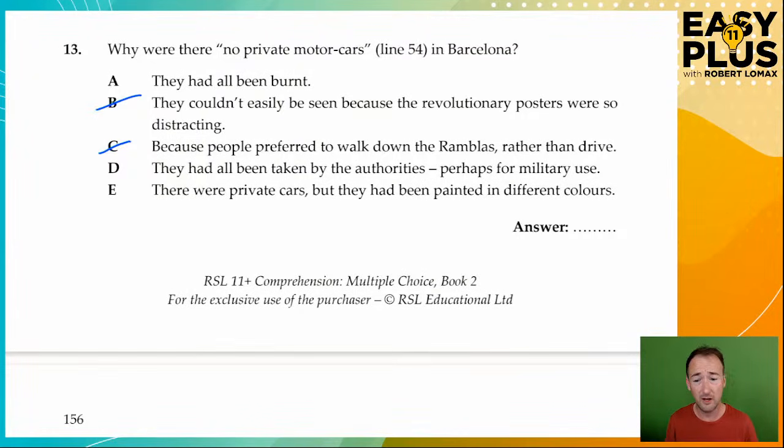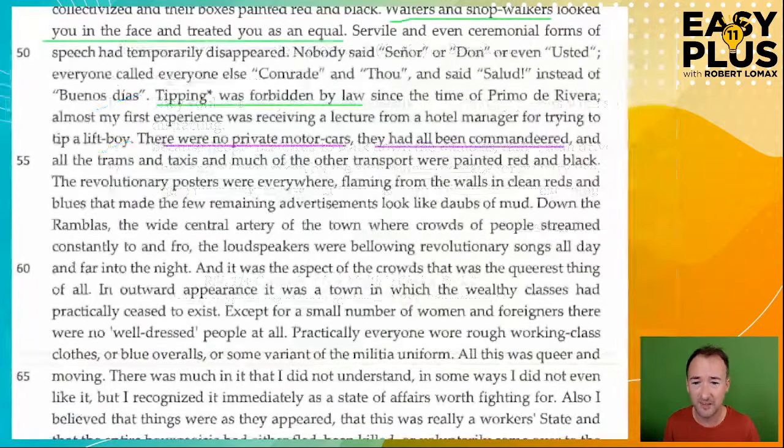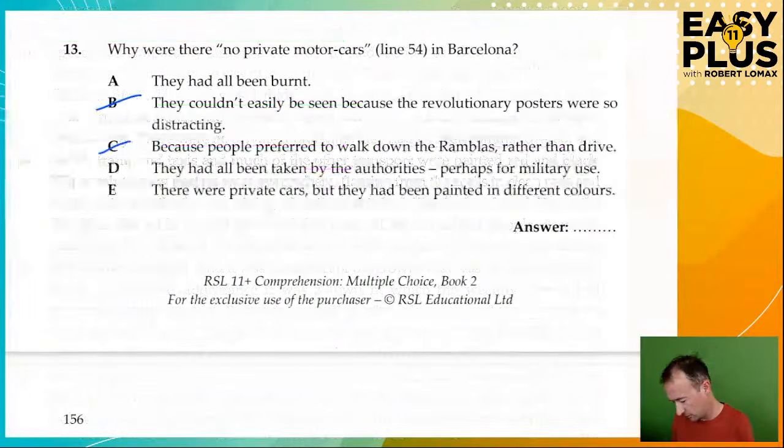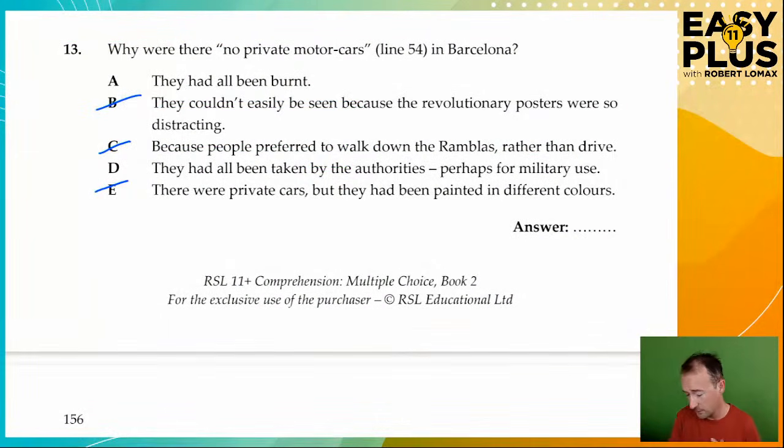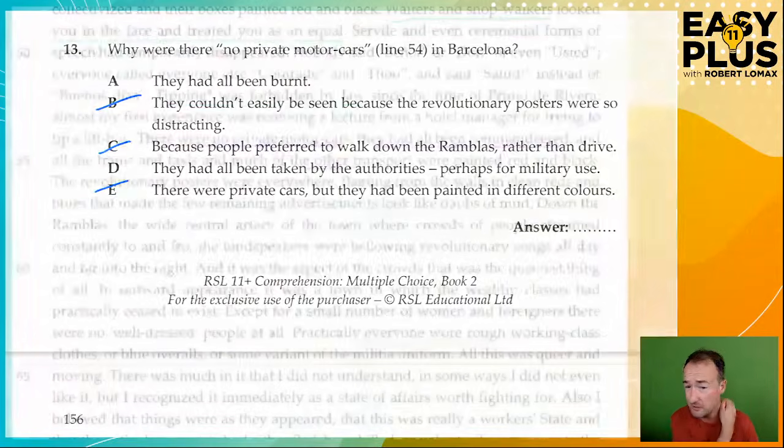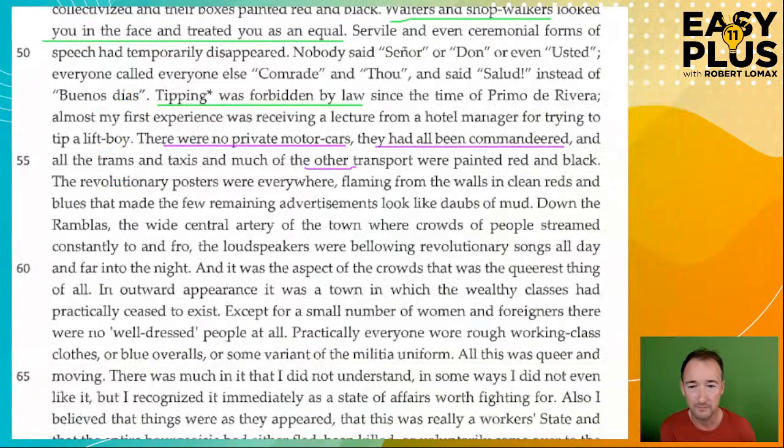There were private cars, but they'd been painted in different colours. Well, the text says clearly that there were no private motor cars, and there's nothing about them being painted. We can see that much of the other transport had been painted, not the cars. So that is not right. We're left with A and D. Had they been burnt or had they been taken by the authorities, perhaps for military use? Well, what's the suggestion that they might have been burnt? The posters were flaming from the walls. That's not about the cars, whatever that might mean. I don't see anything to suggest that the cars had all been burnt.